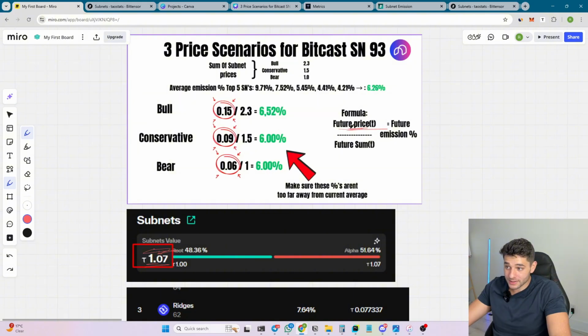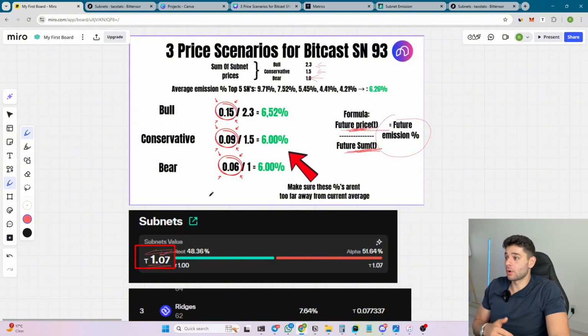If you apply this simple formula right here, take a future price that you think your subnet can reach and divide it by a future sum price that you think is also realistic. I gave you rough numbers right here: 1, 1.5, and 2.3 best case. This is going to give you a future emission percentage. Once you have that in mind, you can run the actual scenario. So the bear scenario, I think Bitcast can reach 0.06 divided by 1. It gives you an emission percentage. Then there's the bull case as well. It can reach 0.15 maybe divided by the best case sum of subnets value. It gives you also a 6% emission.